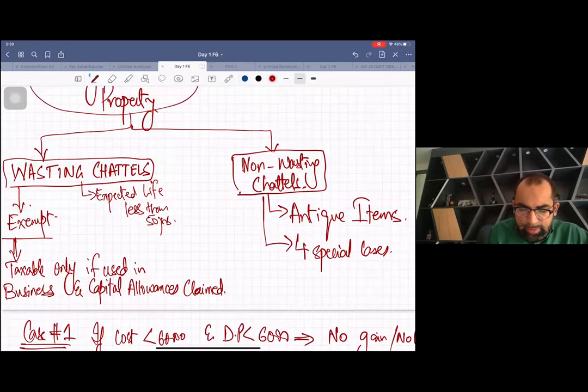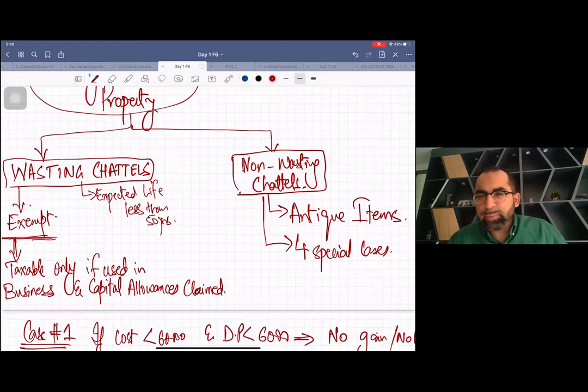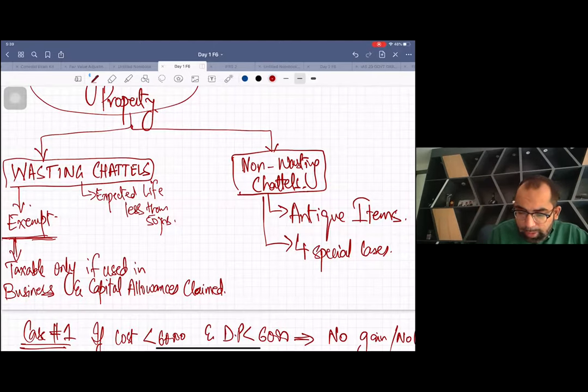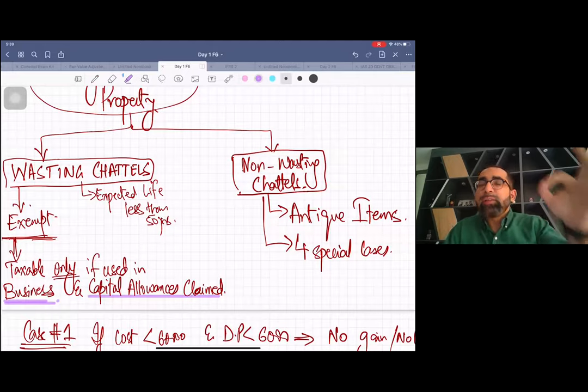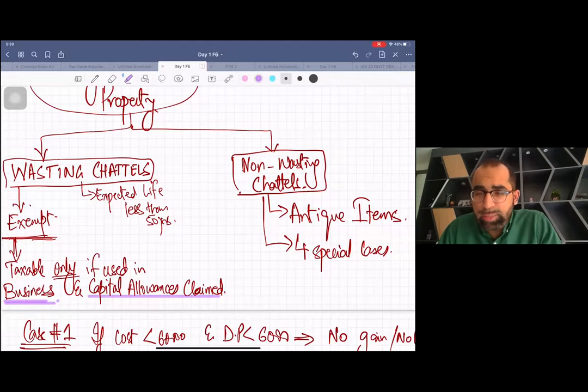Normally, wasting chattels are exempt. That means if you buy it and then sell it, no CGT. But they are taxable only if used in business and capital allowance is claimed. If you are using it in business and claiming capital allowance, then it is chargeable. Otherwise, it is exempt.